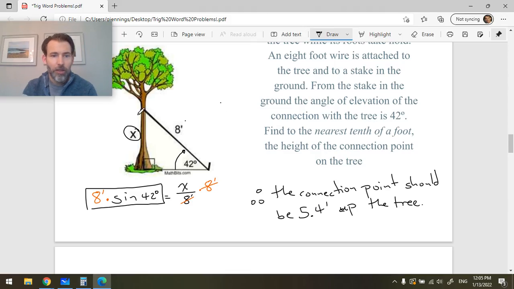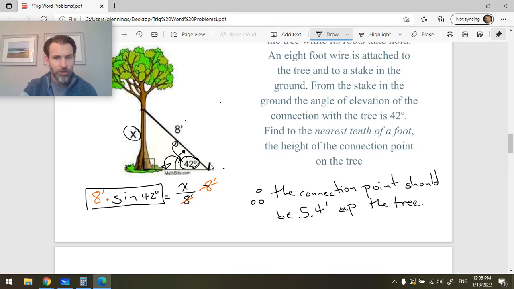Cool. Okay, now we found how tall it should be from the tree. If we wanted to find where I should put this stake, and then I'm just going to connect this wire, what would we have done if we wanted to find how far away the stake should be from the tree? Use cosine. Great, because cosine would have related the angle to the adjacent side and the hypotenuse. So cosine is adjacent over hypotenuse.